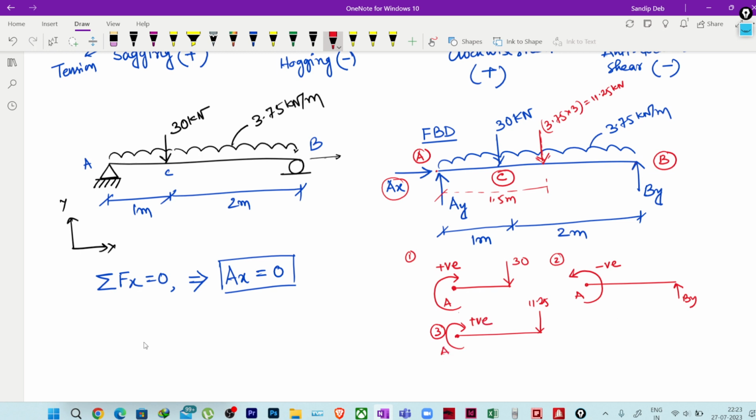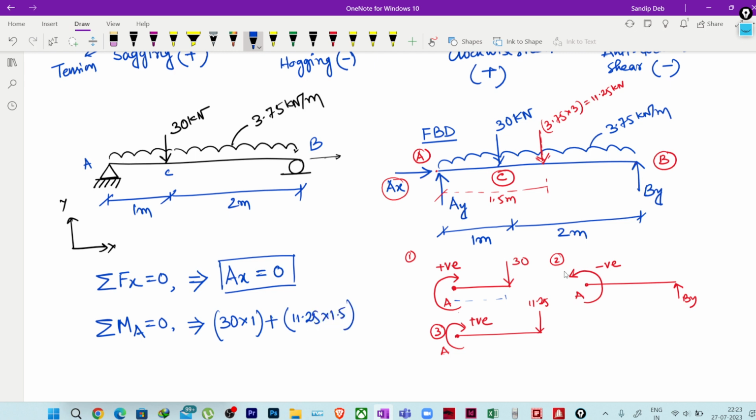Correct? So these three moments will become... If I write summation of moment at A equal to 0, I am considering the equilibrium. That means 30 into 1, this 30 is acting at 1 meter distance, so it will create a moment. The moment sign will be plus, so I will write 30 into 1, the plus value, plus the next positive, 11.25 into 1.5 meter, so 11.25 multiplied by 1.5.